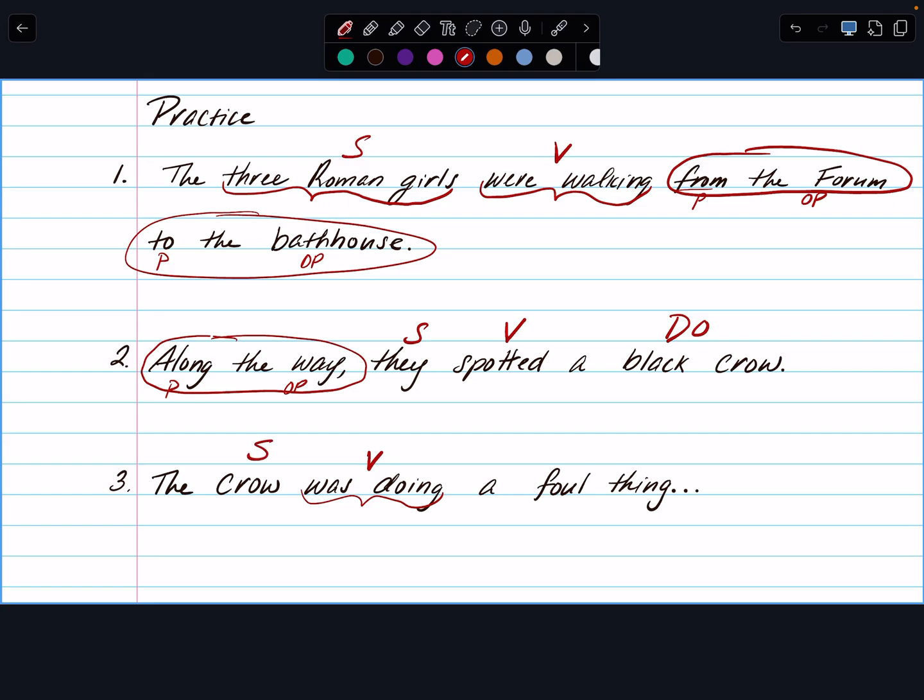Now, a foul thing. We're going to take that as a unit. Is it a direct object or is it a prep phrase? Caesar, what do you think? Is it a direct object? Yeah. Why would you say that? Exactly. We don't see any prepositional words. But we're about to do the Latin. Any questions on this? So far, so good? Okay.